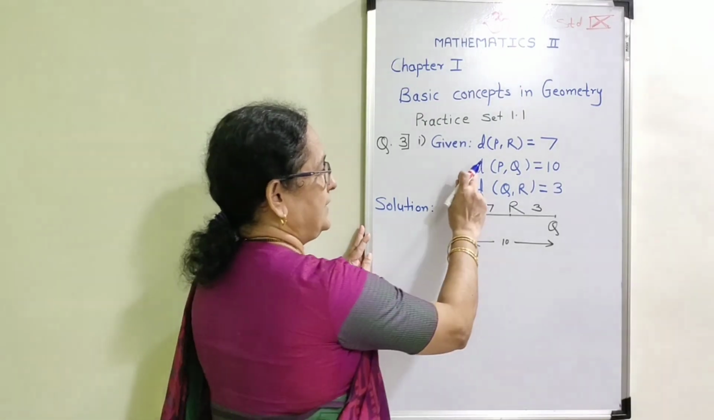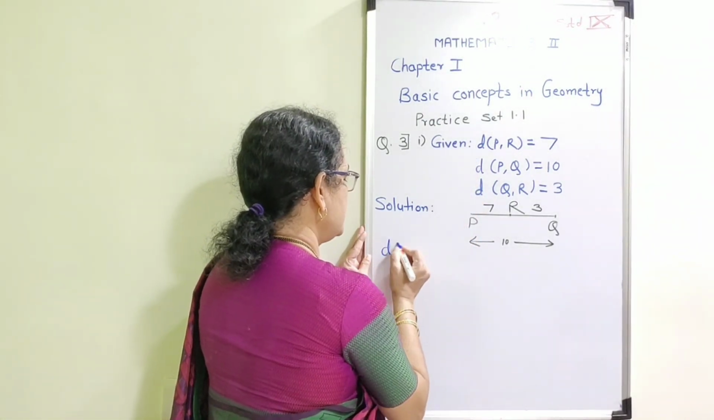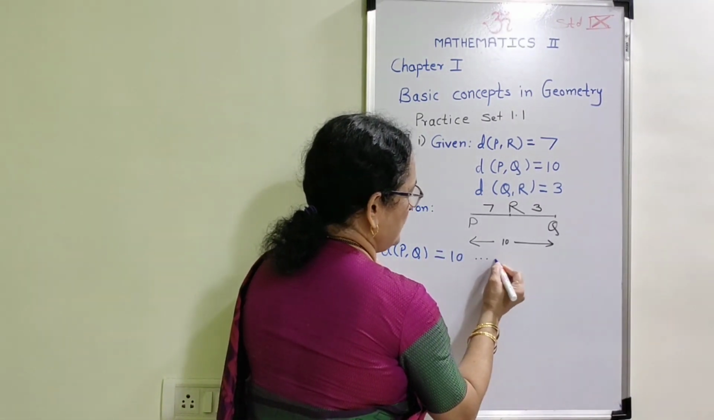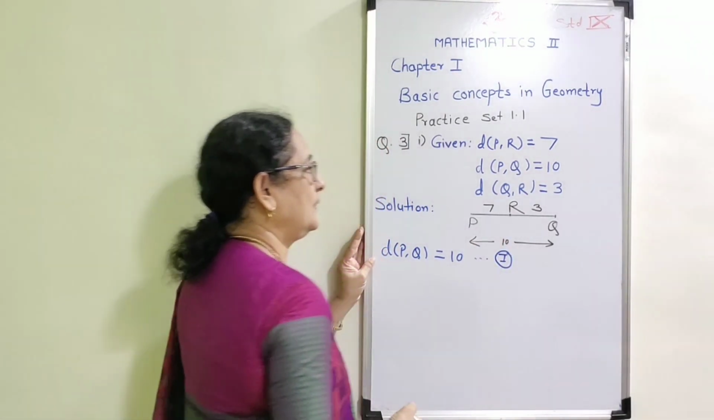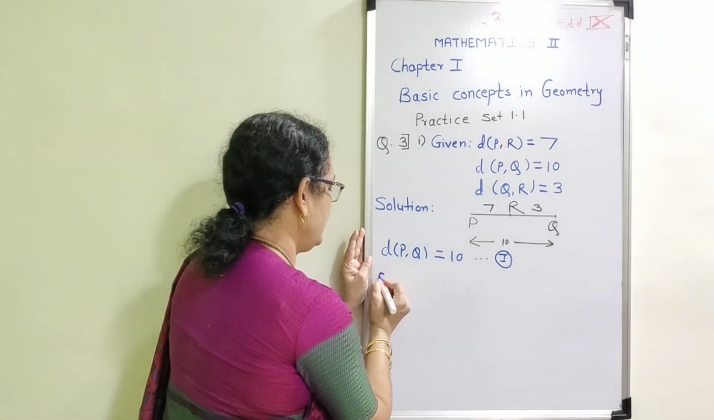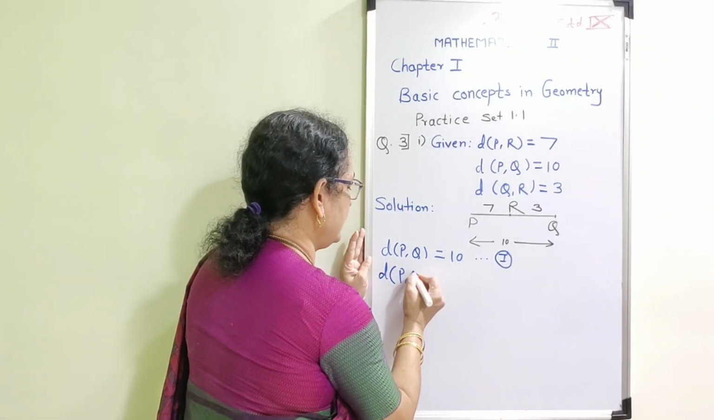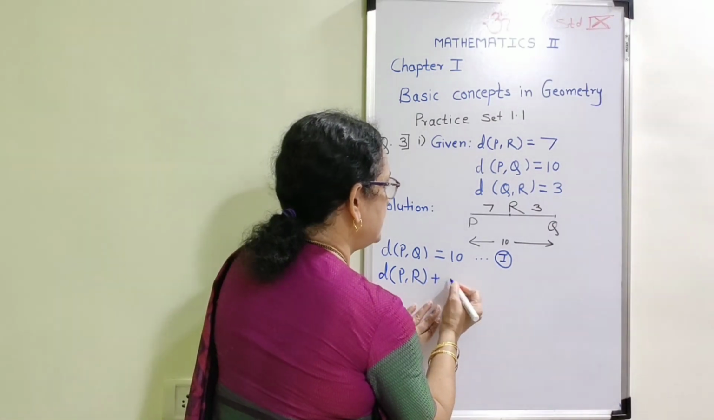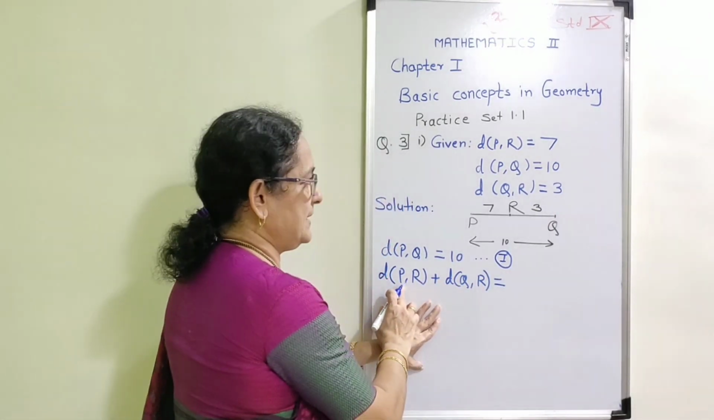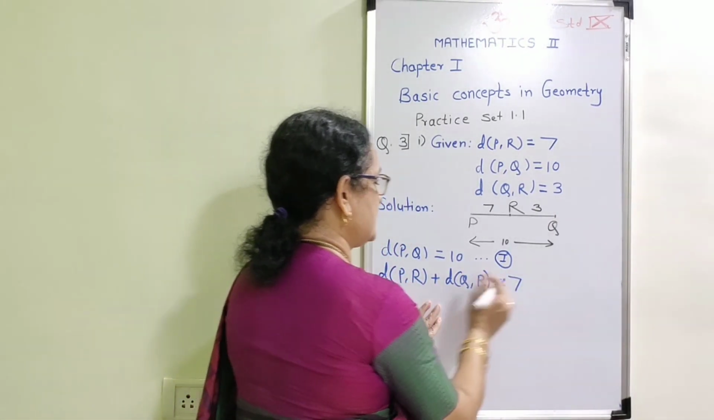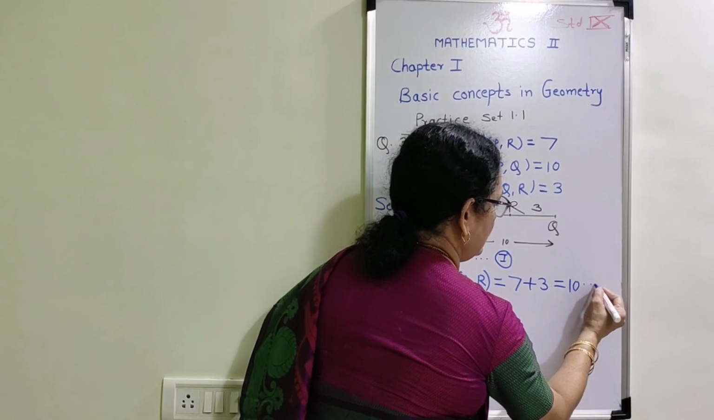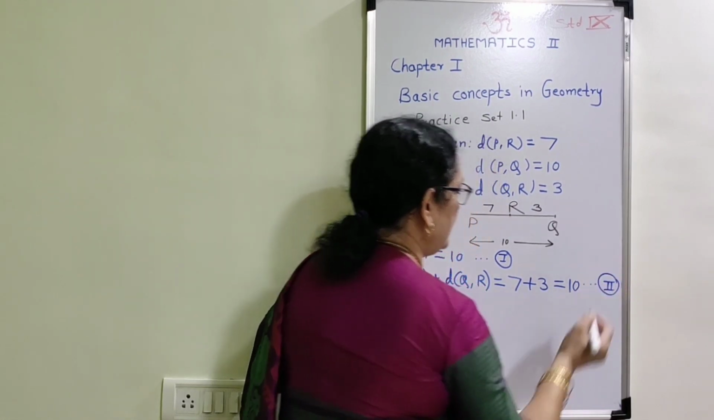Now how to write it? First of all, write down the greater distance. Distance PQ is equal to 10. This is our statement number 1. Now take the addition of remaining 2 distances, that is distance PR plus distance QR, that is equal to, distance PR is given as 7 and distance QR is 3. We know that 7 plus 3 is equal to 10. This is our statement number 2.